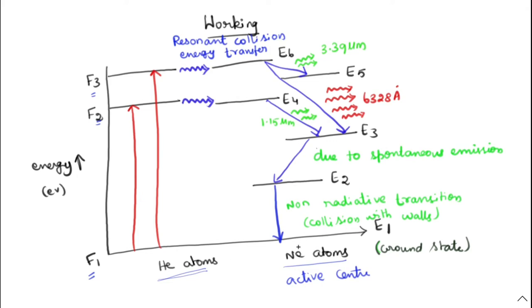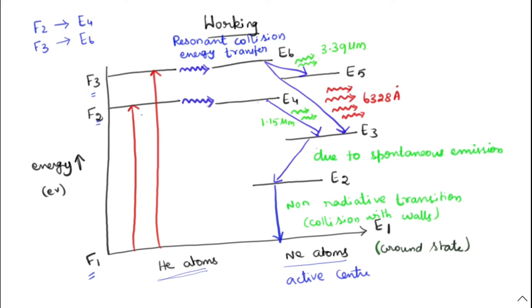Already I said why helium and neon atoms are combined to produce the laser. Because see here, F2 of the helium atom and E4 of the neon atom are the same energy levels. And F3 of the helium atom is related to the E6 energy level of the neon atom. So these two pairs have close energy levels. That is the reason these two atoms are combined together to produce the laser light. Now let me explain the working part of this helium neon laser. Based on the energy only we have drawn this diagram. F1 is the lower energy, F2 and F3 are the excited energies.